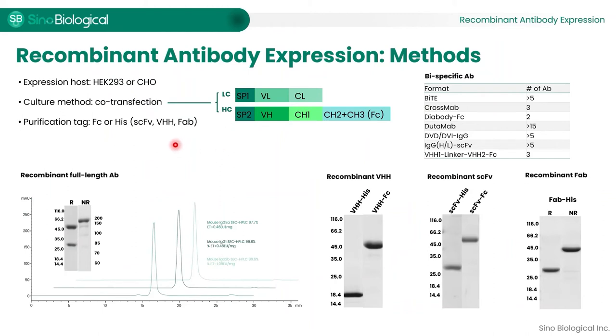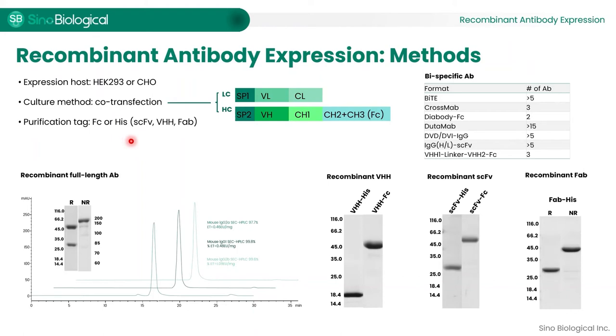For the expression host, we usually use HEK293 or CHO cell lines. For normal IgG expression, we clone the light chain and heavy chain into two vectors and co-transfect them together into the host cells, and the host cells will help us produce the antibodies. For the tags, we can use histidine tag or Fc tag for affinity purification.